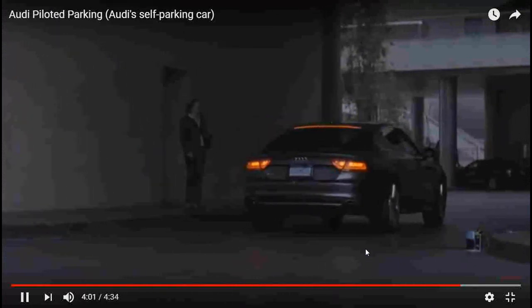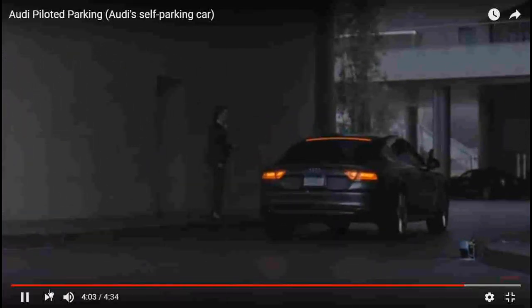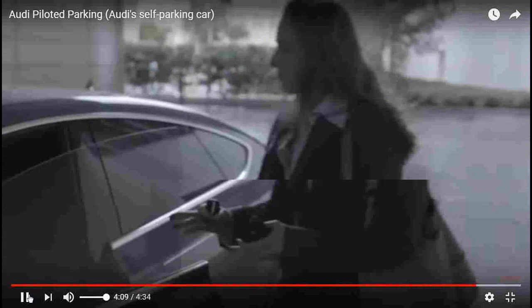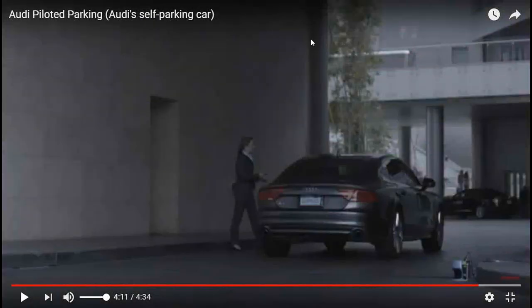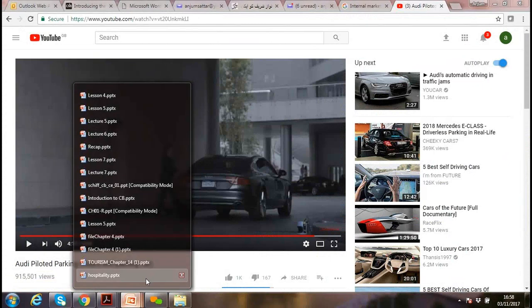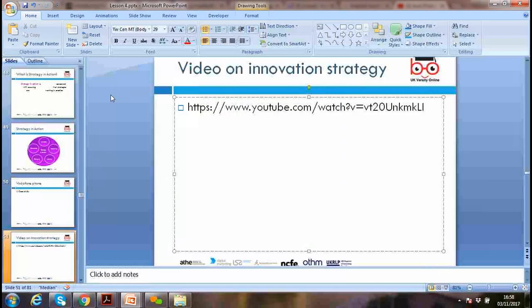So I'm stopping here. Let's look at the cars. This is innovation which we need to think about, what's happening, not only in the car manufacturing industry but in other industries as well. So this is one example. Let's move back to our lessons.